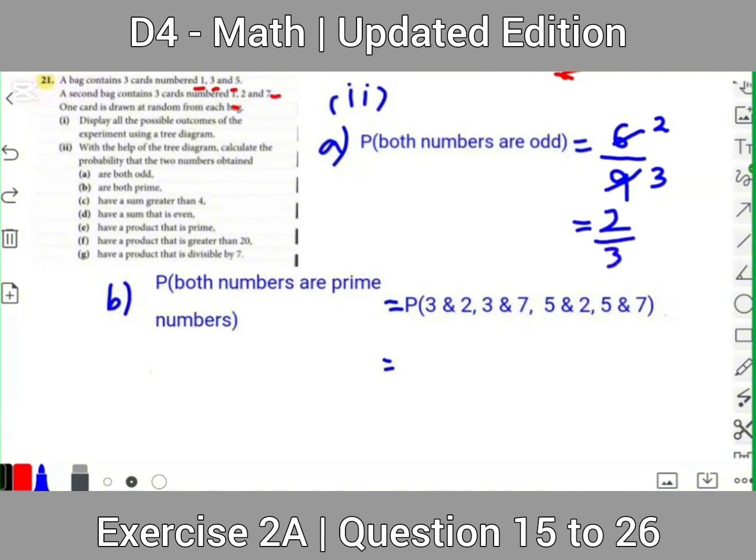Now in part B, we have to find out the probability that both numbers are prime numbers. So here we have 4 favorable outcomes: 3 and 2, 3 and 7, 5 and 2, 5 and 7. So the number of favorable outcomes is 4 and the total number of outcomes is 9. So the probability that both numbers are prime numbers is equal to 4/9.